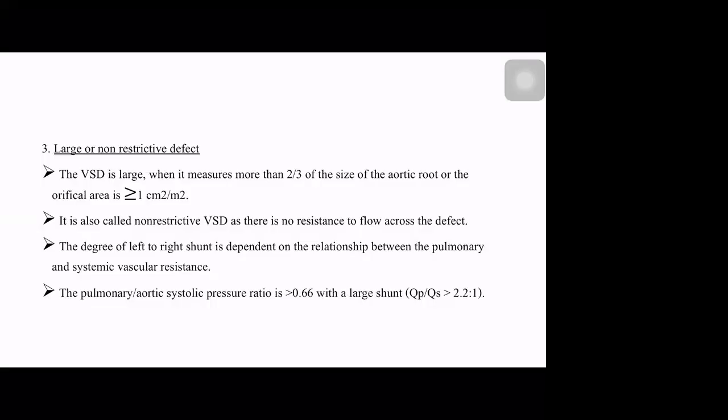The degree of left-right shunt is dependent on the relationship between the pulmonary and systemic vascular resistance. This means when the PVR is low, there is excessive flow from left to right, and when the PVR increases with rise of PA pressure, eventually reversal of shunt develops. The pulmonary to aortic systolic pressure ratio is more than 0.66 with the QP/QS ratio more than 2.2:1.